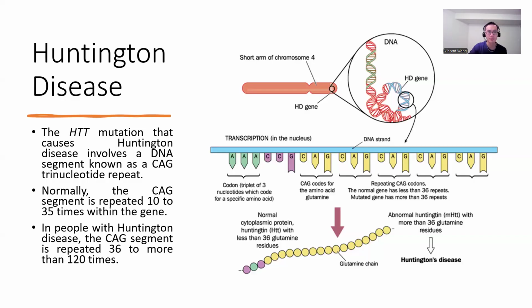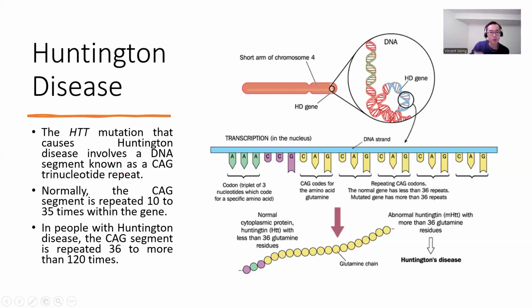But the point is, what are the effects of Huntington disease? It's a progressive loss of motor functions, basically. You slowly lose control of your body, and eventually you're not going to be able to move at all.